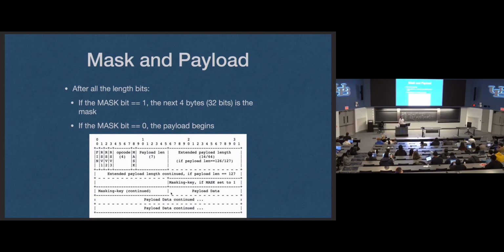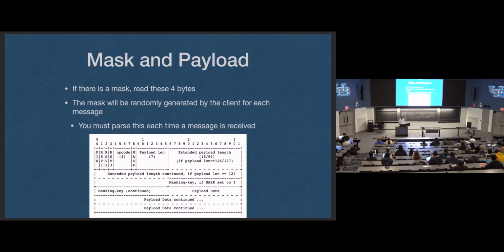If the masking bit is 1, then you're going to have 4 bytes right after your payload length, again, whether it's 7, 16, or 64 bits. Those next 4 bytes, if the masking bit is 1, are going to be a masking key. These 4 bytes are random. The client is going to randomly generate a 4-byte masking key for every message that it sends.